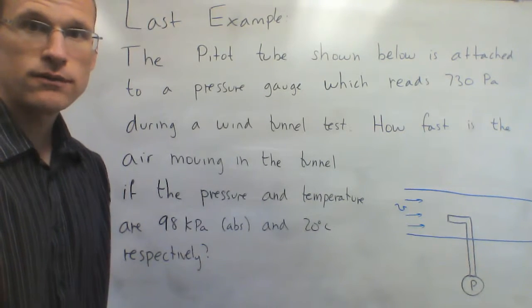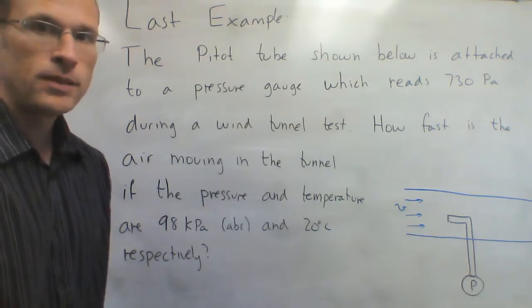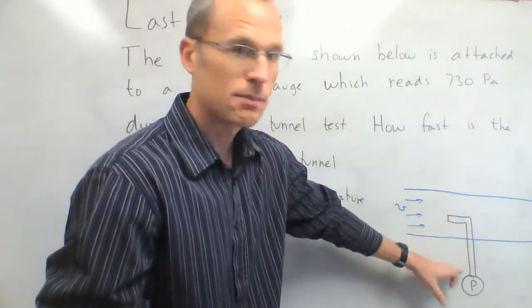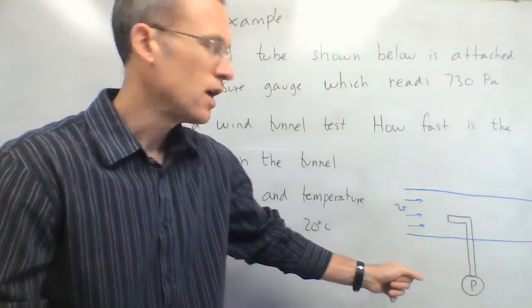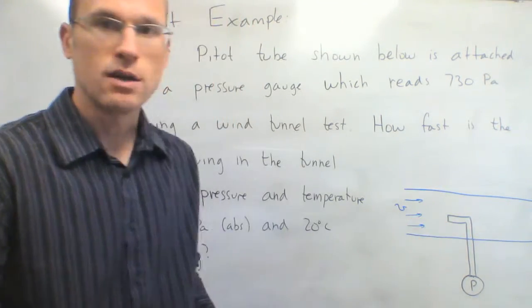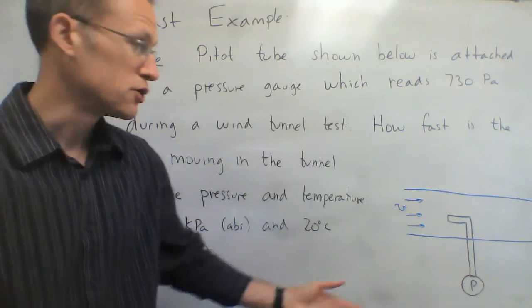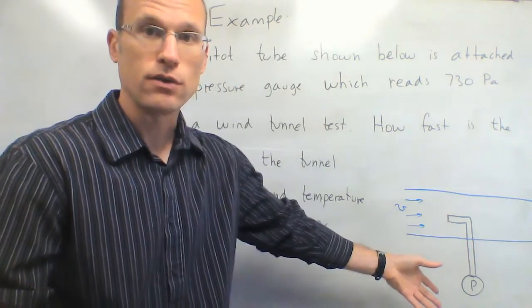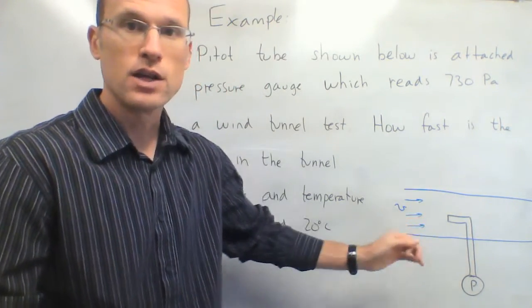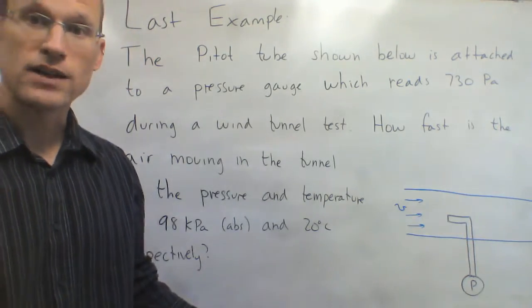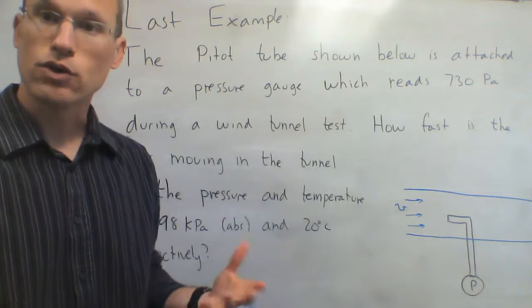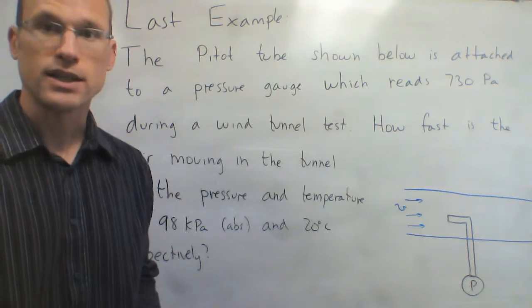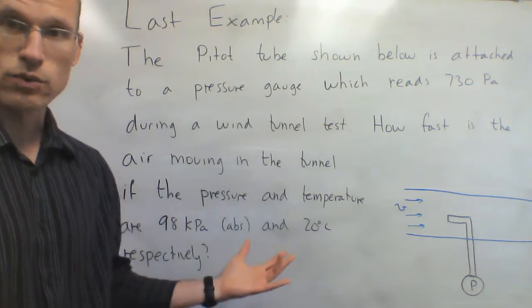So last example for this lesson, I have a pitot tube. A pitot tube is basically this black thing, just a tube that's attached to a pressure gauge. What you do is you stick it into some airflow, and it measures the pressure, and with that pressure you can figure out what the airflow is. So this is actually how planes know how fast they're going. They have a little pitot tube sticking out the front of them that measures the pressure difference, and that pressure difference is translated to a speed. So that's basically what we're trying to do here.